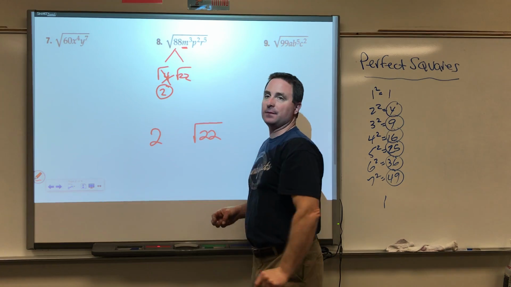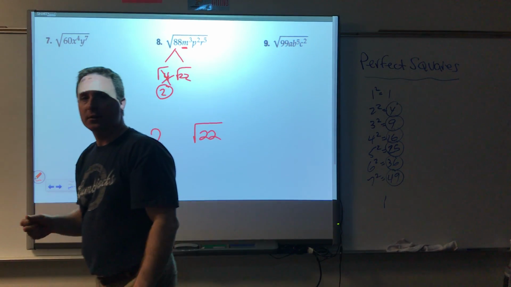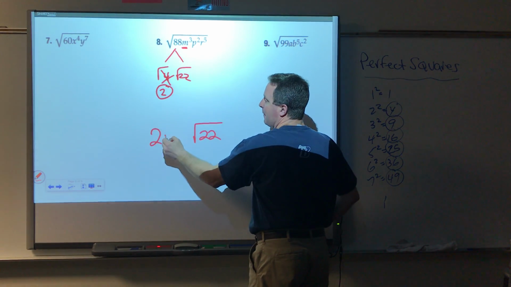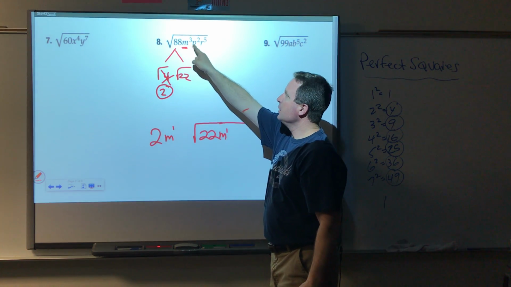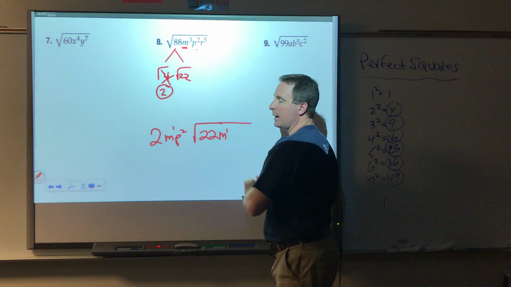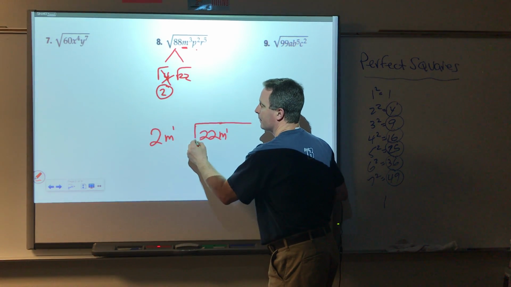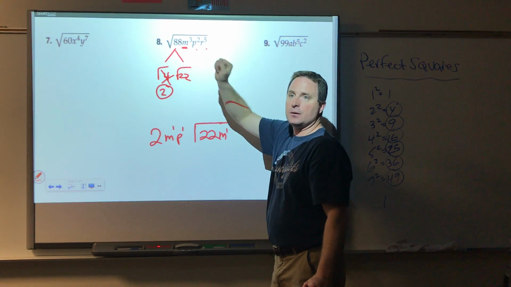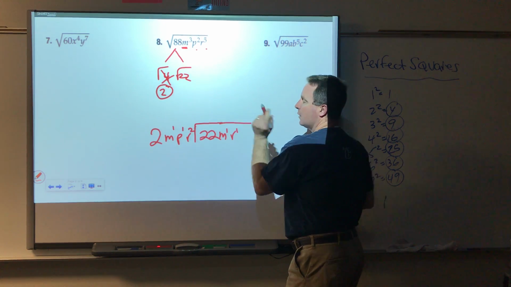Now m to the 3rd. 3 divided by 2, or 2 goes into 3 1 time. Okay? So there's an m to the first with 1 m left over. P squared, 2 divided by 2, well, that's a perfect square. It goes in there 1 time. And then 5 divided by 2 goes in there 2 times. So r to the second with 1 left over.